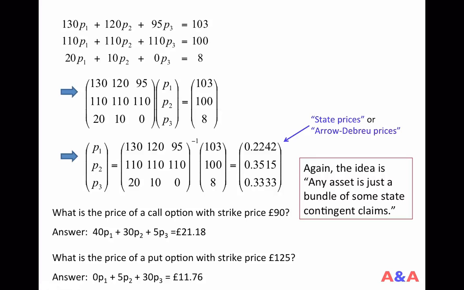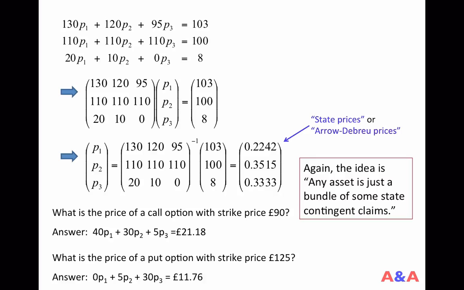For example, what is the price of a call option with strike price £90? Well, with such an option, the payoff will be £40 in state 1, the payoff will be £30 in state 2, and the payoff will be £5 in state 3. Then the theoretical price of such a call option should be simply 40 times P1 plus 30 times P2 plus 5 times P3. You substitute these numbers, the price is £21.18. Okay, that's the theoretical price of this call option with strike price 90.